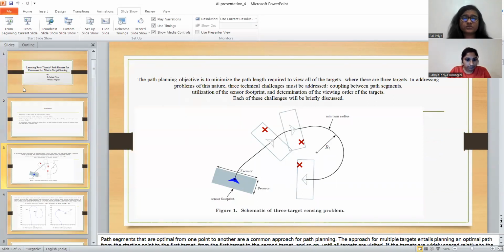So the goal of the study is to provide a path planning system for sensing a set of closely spaced objects that fully exploits the planning freedom given by the sensor footprint while functioning within the aircraft dynamic restrictions. The goal of the planning is to reduce the length of the journey necessary to observe all the goals. In this, figure 1 depicts the problem, which has 3 targets. In dealing with the issues, 3 technological issues must be handled in this case: coupling of the route segments, using the sensor footprint, and determining the viewing order of the targets. Each of these problems will be examined briefly.